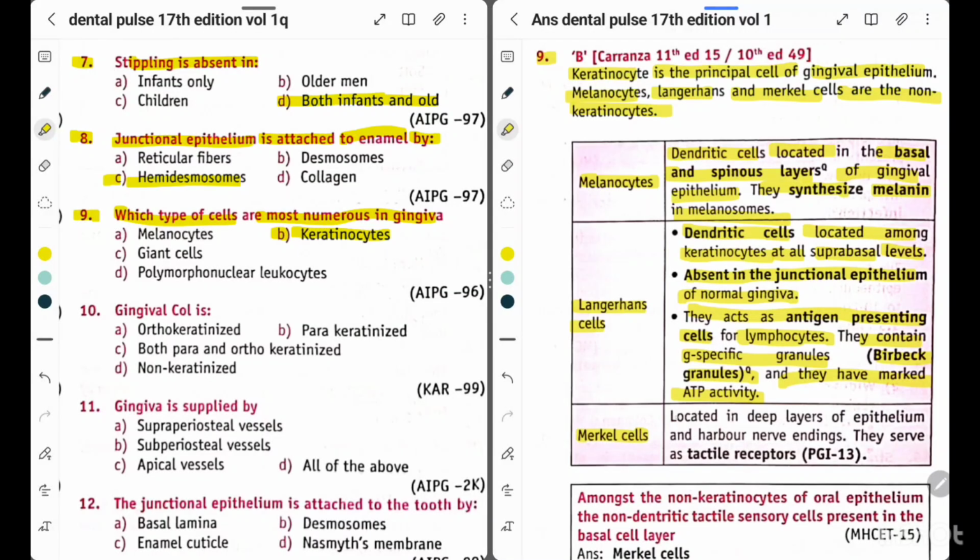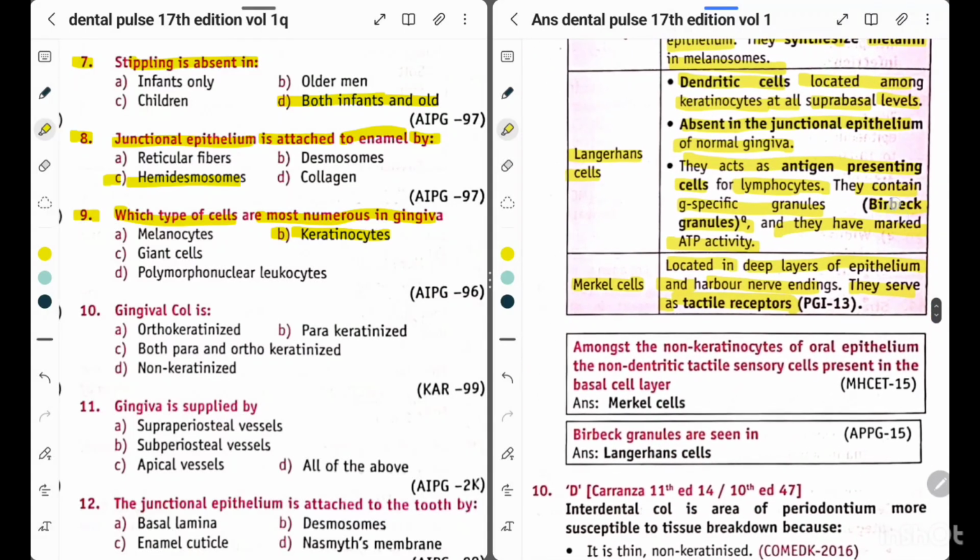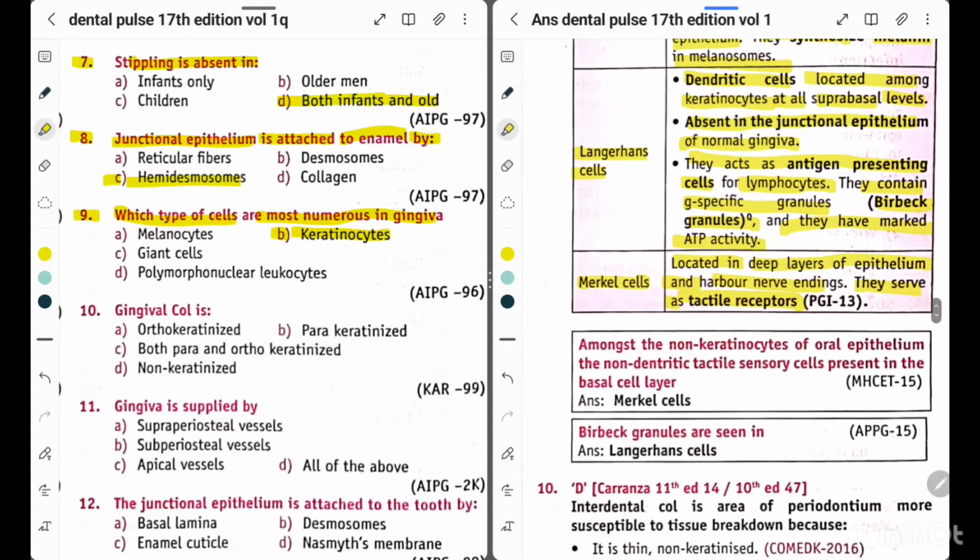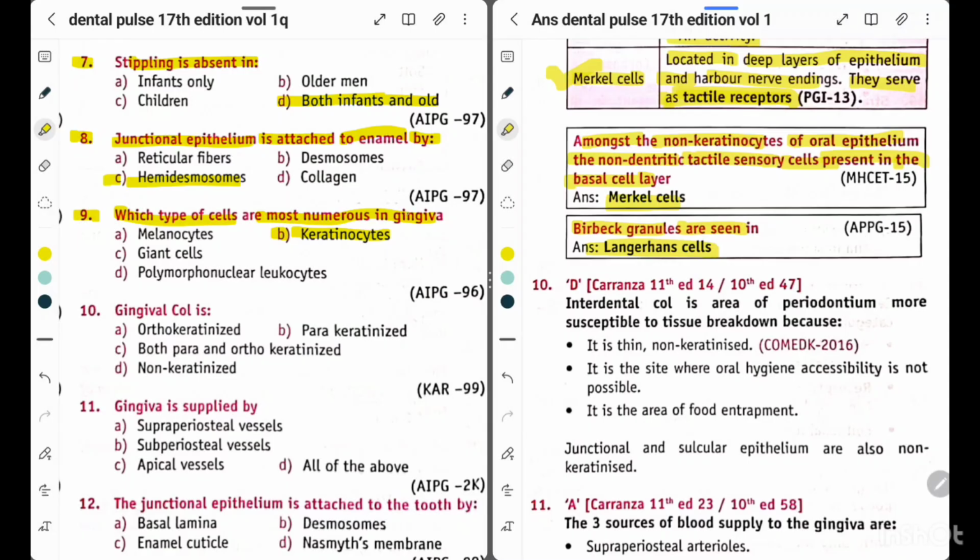What are Merkel cells? These are located in deep layers of epithelium and harbor nerve endings. They serve as tactile receptors. Okay. So some other questions are also asked. Amongst the non-keratinocytes of oral epithelium, the non-dendritic tactile sensory cells present in the basal layer, so these are Merkel cells. Birbeck granules are seen in, so answer is Langerhans cells. So most numerous cells in gingiva is keratinocytes, which are attached to each other by desmosomes.